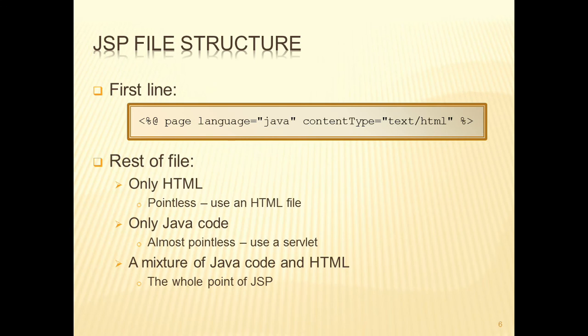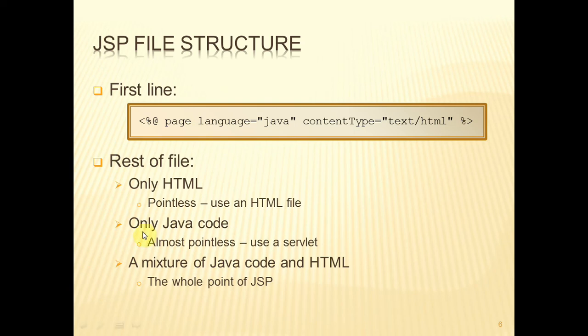So the JSP file structure is very simple. On the very first line, we'll put something like this, which indicates that this is a page whose language is Java, and in this example we're going to output text, which is HTML. And then the rest of the file can be whatever we need it to be. It could be just HTML, but that is absolutely pointless, because if all you're going to do is write HTML in there and nothing else, you might as well use an HTML file, because the HTML file doesn't have to go through the process of being converted to a servlet and then compiled.